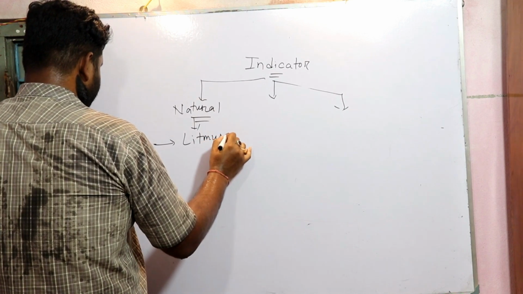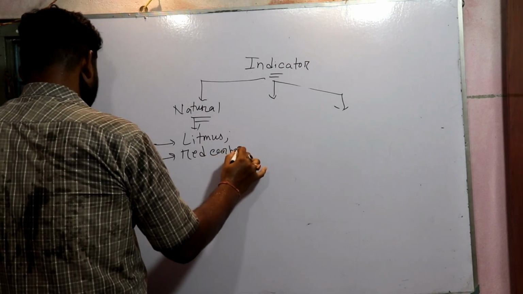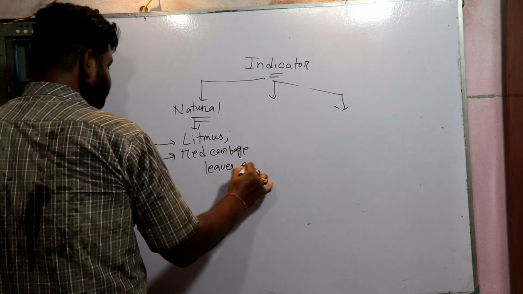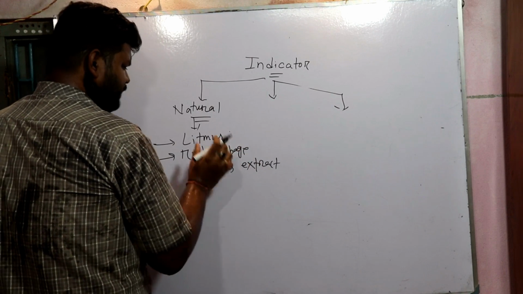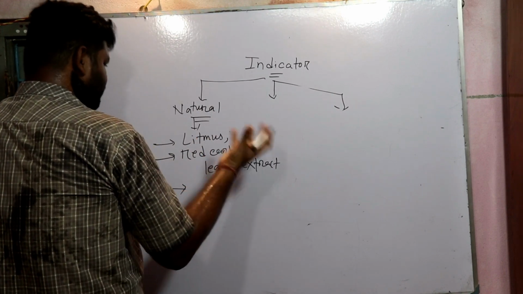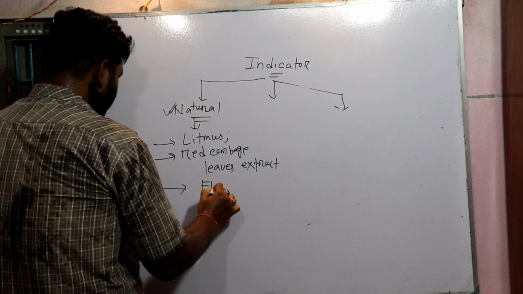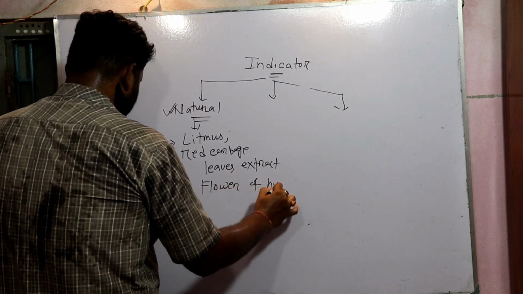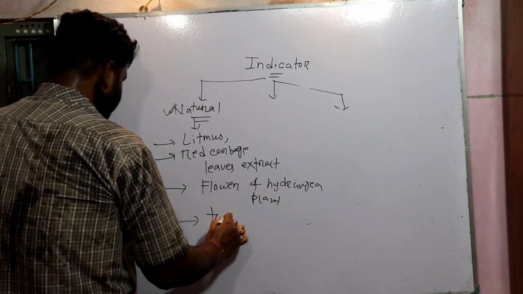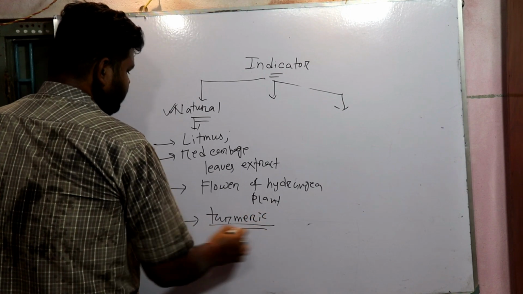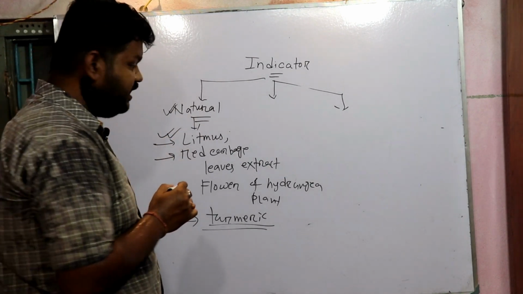Suppose litmus paper. After that, red cabbage leaves extract, that means a solution prepared by extracting red cabbage leaves; that solution will be our natural indicator. Number three is flowers of the hydrangea plant. After that, turmeric, a very important natural indicator. Litmus is also a very important and useful natural indicator.